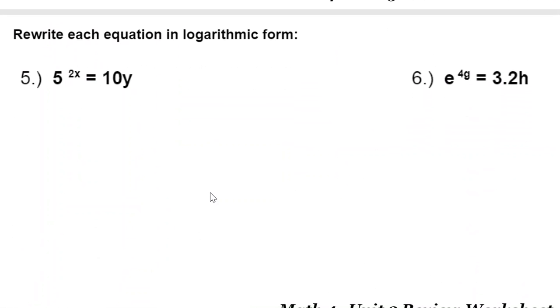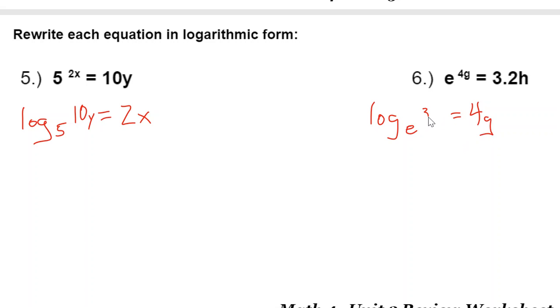All right, rewrite each of these in logarithmic form. We're going to have log base 5, the exponent goes over here, and the 10y goes in the middle. Log base e, the 4g goes over here, and the 3.2h goes in the middle. Now, log base e, you can rewrite that. Don't ever, ever, ever leave a final answer as log base e. Always rewrite it as natural log.